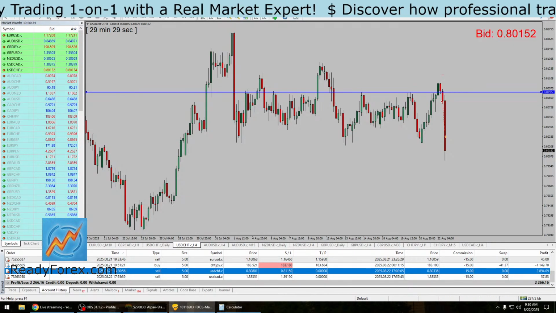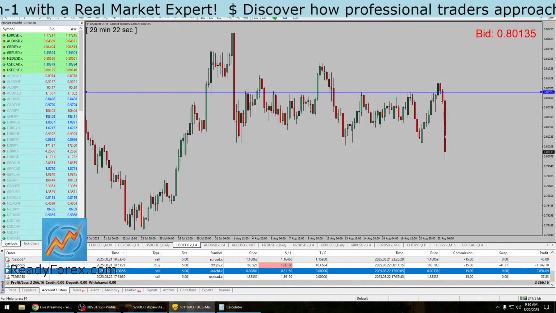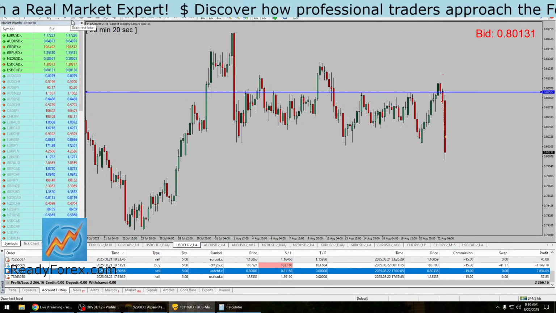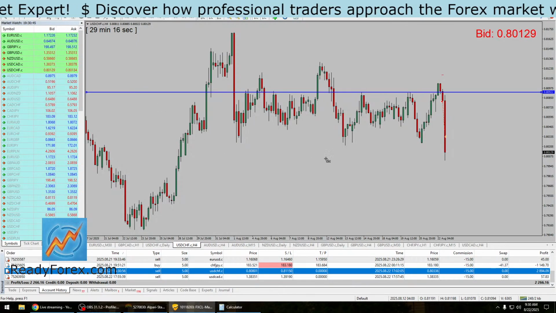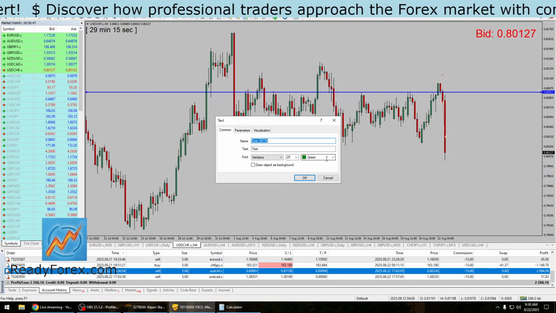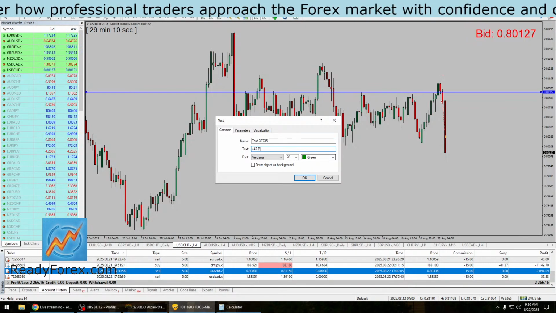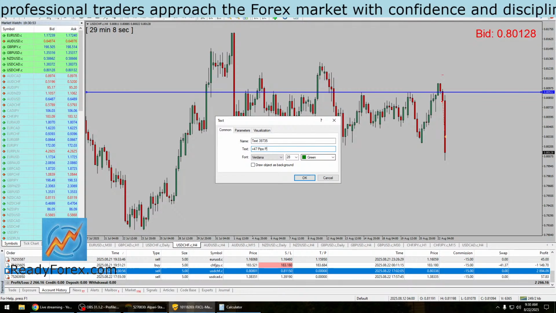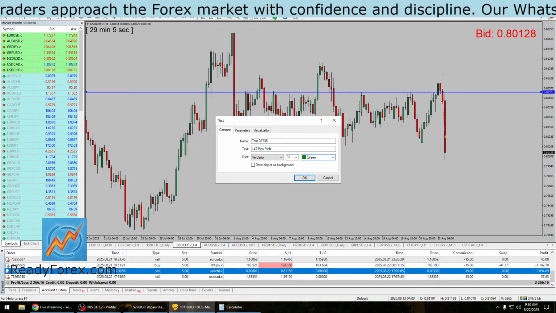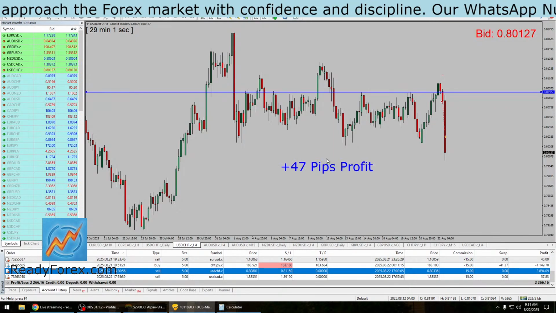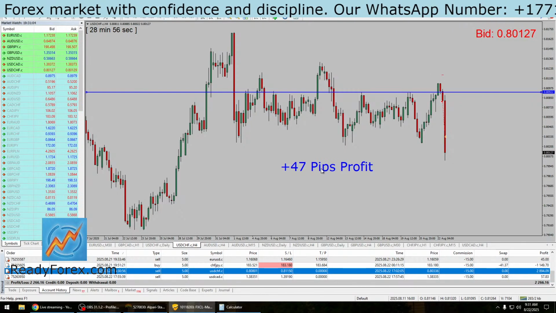So let me write it down. How many pips I got? In dollar amount, it's actually 2,894, but let's just write down the pips. So plus 47 pips profit inside US dollar Swiss franc currency pair.